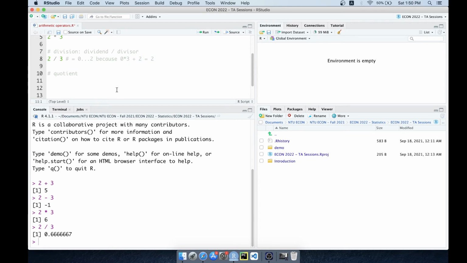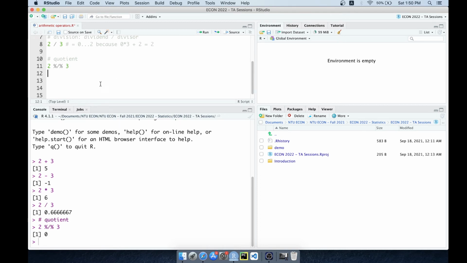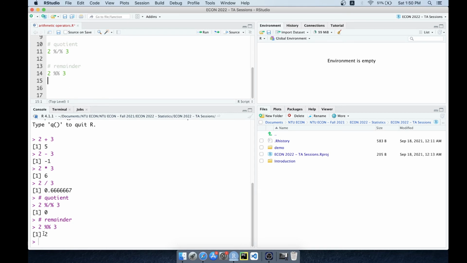How can we find a quotient? We type 2, then the percent sign and this sign, so we can have a quotient. How about the remainder? We can find 2, then double the percent sign. We can find the remainder is 2. Okay, so this is for division.